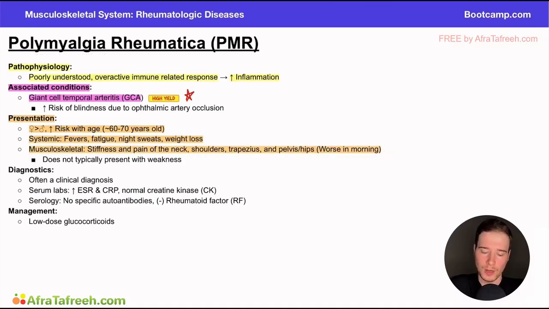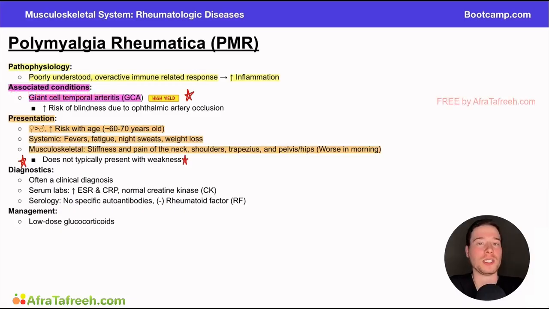Now, key point here, this does not typically present with weakness. So this is an inflammatory problem, right? It's painful, it might be stiff, it hurts, but patients are not dealing with neuromuscular junction problems, right? They're not dealing with things that can cause weakness. And so this is a really important point, because they'll talk about this in the question set.